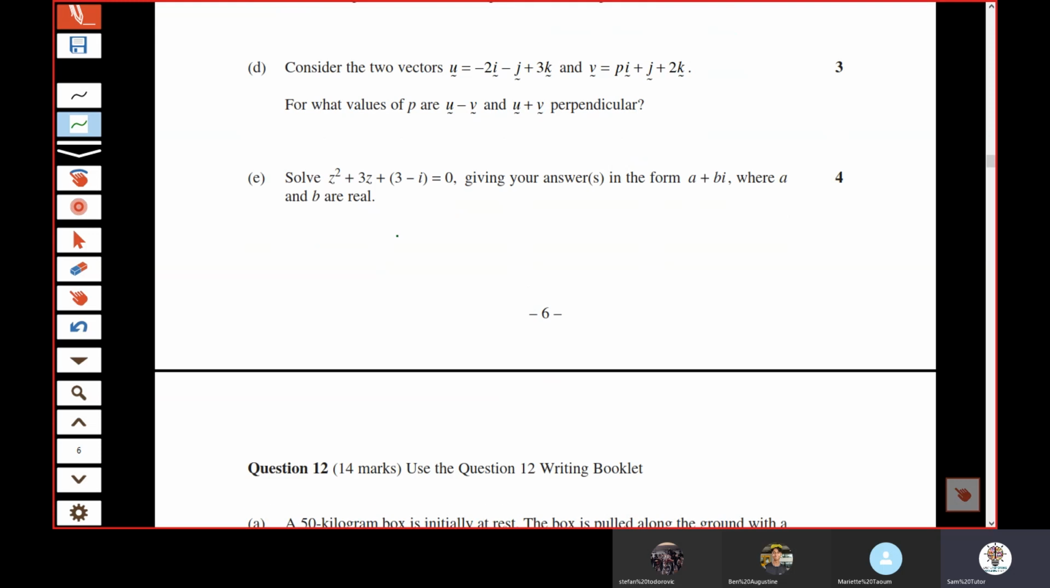Solve z squared, where a and b are real. What's going to happen when you solve this? What's going to happen eventually? What are you going to first use to solve it? Not completing the square. Quadratic formula. And then within that quadratic formula, what's going to happen? Think of the stuff that you've done in complex numbers.